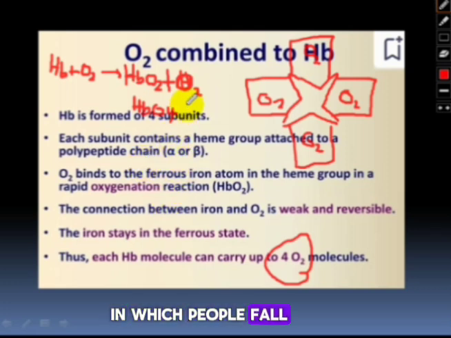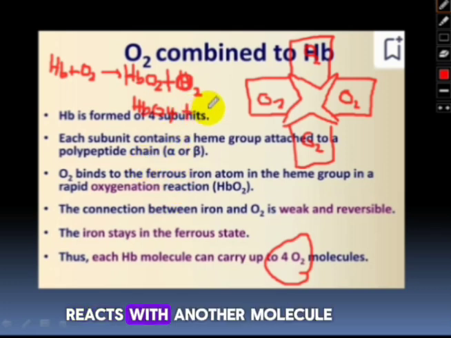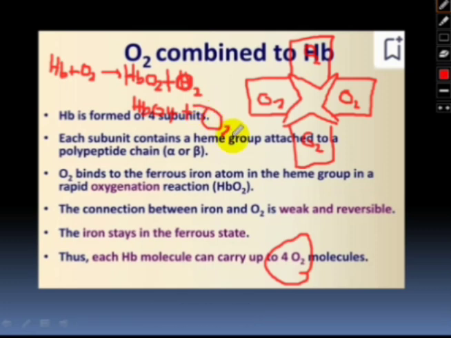If HbO4 reacts with another molecule of oxygen, what will it give you? Don't rush before you think it through. HbO4 plus O2, what will it give you? HbO6. Okay, it will give you HbO6.